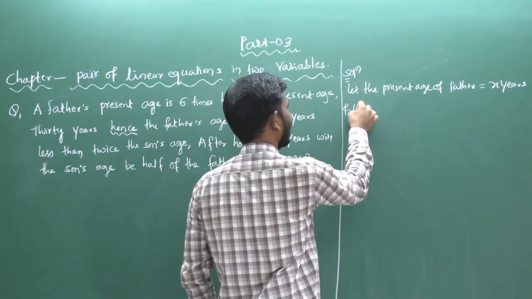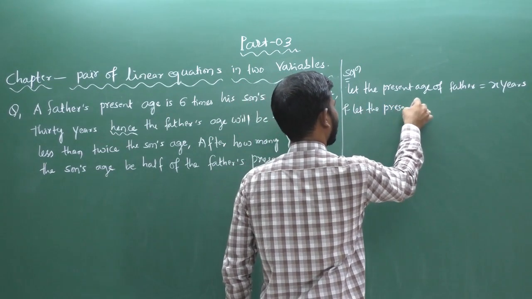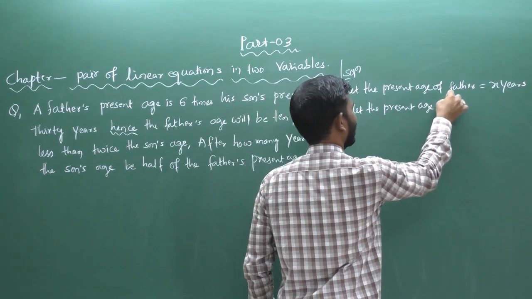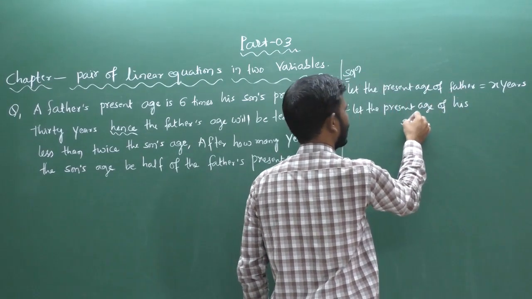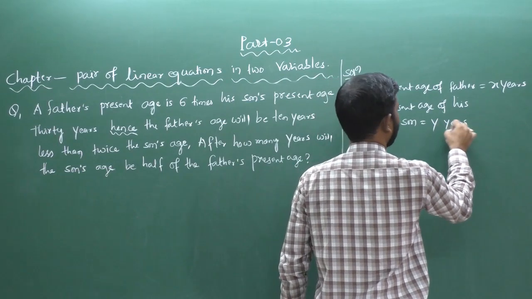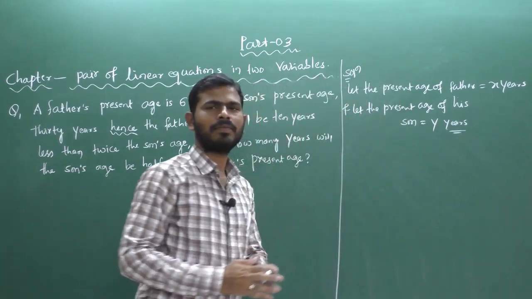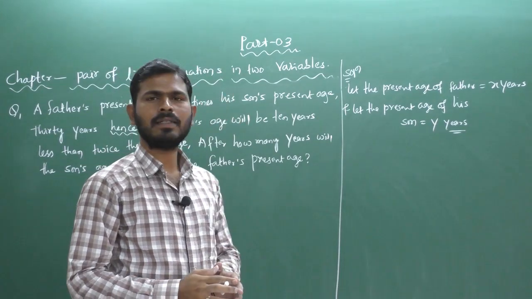Next, let the present age of his son, the father's son, be y years. Present age of father is x years and present age of his son is y years.